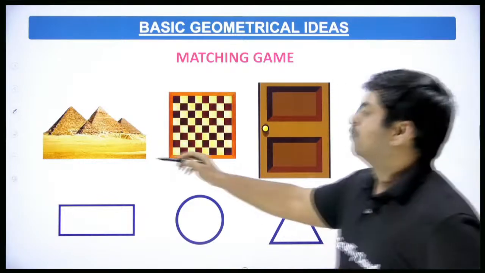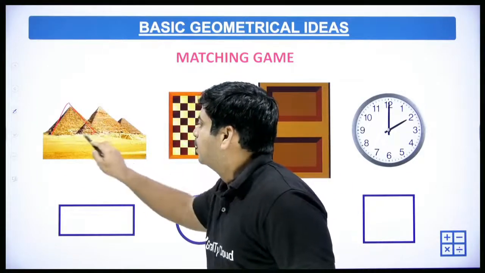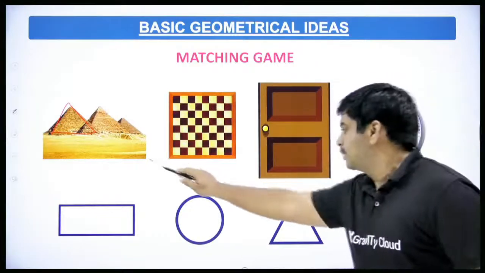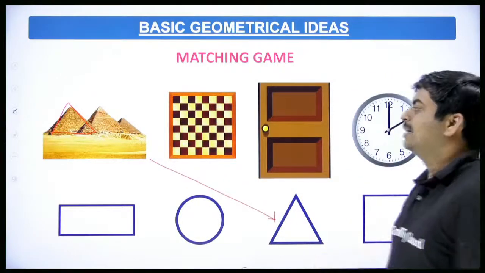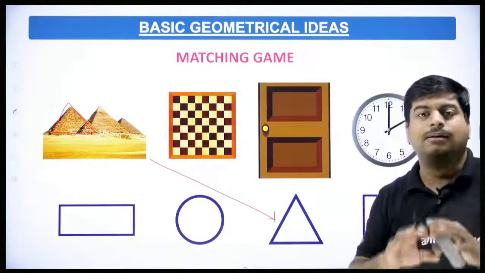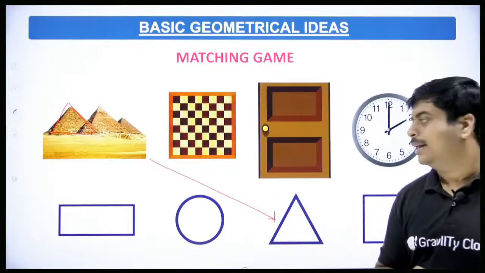And you can see this is in the form of a triangle, right? A three-sided figure. You can see the same shape is here. So we can say this shape is something like a triangle. So this figure is a triangle.